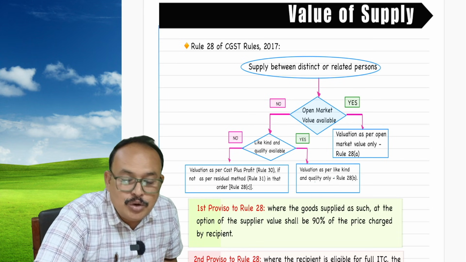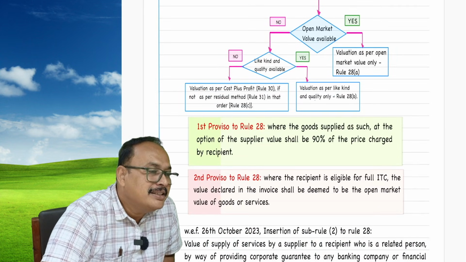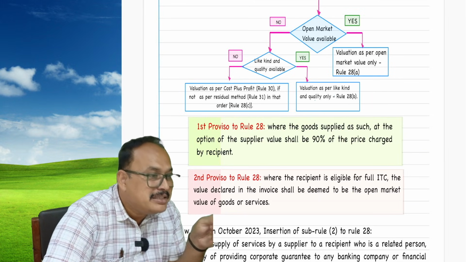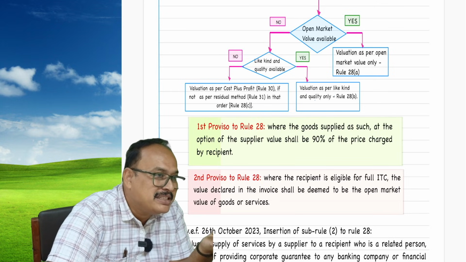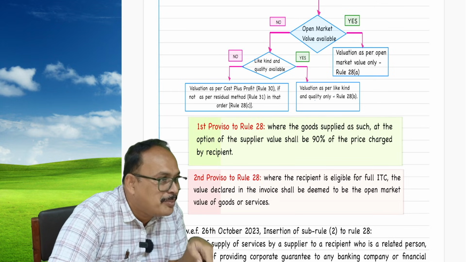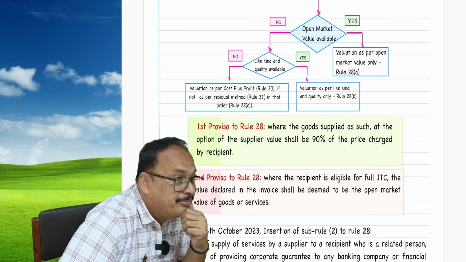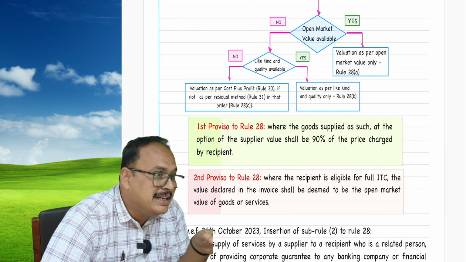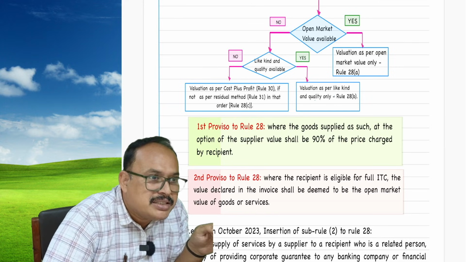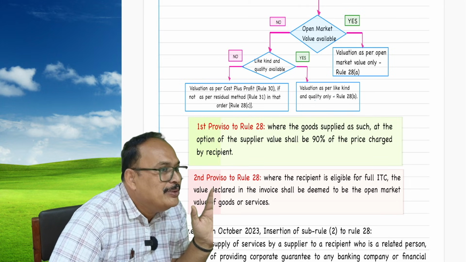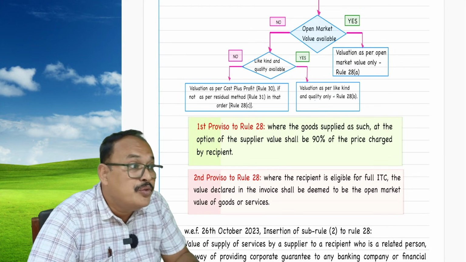Proviso 1. Rule number 28, proviso 1, says that if the recipient subsequently says that 90% is the value of supply in the hands of the supplier, where the recipient is not eligible to claim full ITC. If the recipient is eligible to claim full ITC, proviso 2 talks about whatever value is shown in the invoice being the open market value. Zero, and zero, no invoice, where the recipient is eligible to claim full ITC.